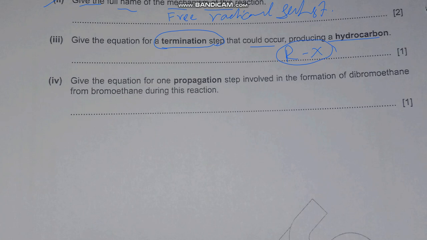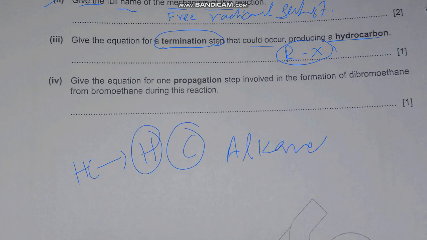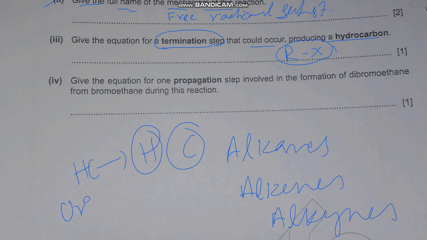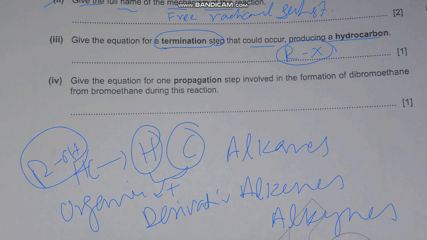Do you know what is the difference between organic compounds and hydrocarbons? Hydrocarbons contain only hydrogen and carbon, for example alkanes, alkenes and alkynes. But organic compounds contain these plus their derivatives. For example, alcohol, ROH, is an organic compound even though it contains oxygen. Carboxylic acids or carbonyl groups are also examples of organic compounds but not hydrocarbons.